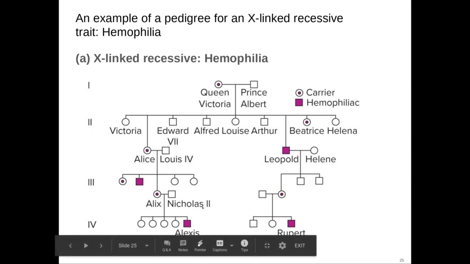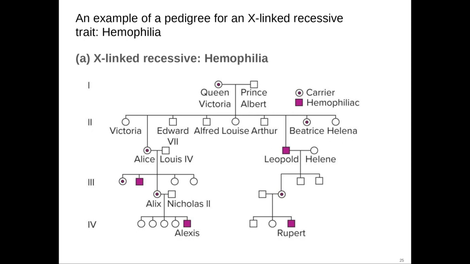So again, X-linked recessive. And this is what you see simply when something is recessive and X-linked. You'll notice that all the people that have hemophilia are males. All the people that are carriers of hemophilia are females. Remember, in a sex-linked trait, males simply cannot be carriers.